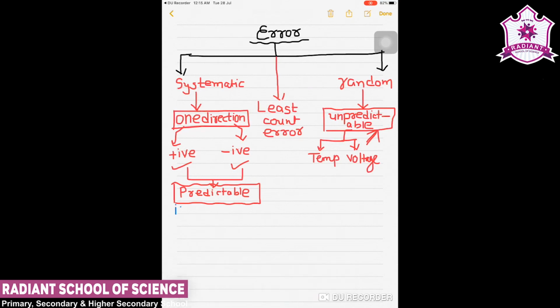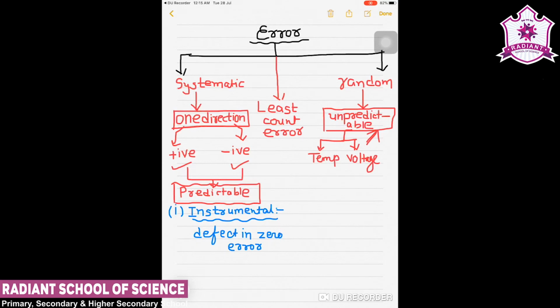One is called instrumental error. If there is any defect in an instrument, for example a zero error, we can say that it is an instrumental defect.